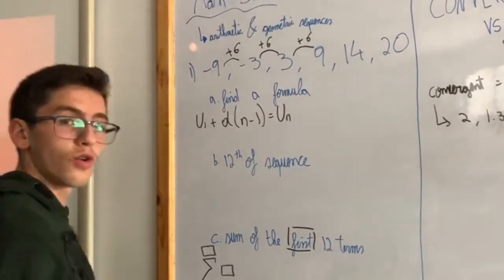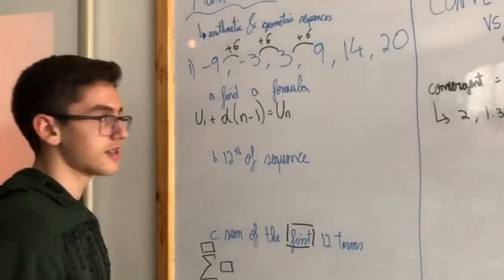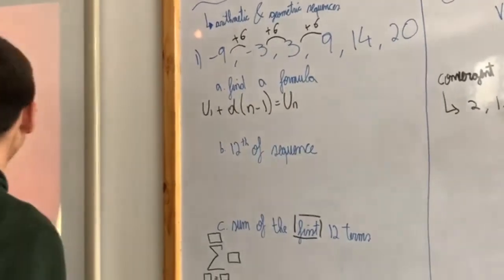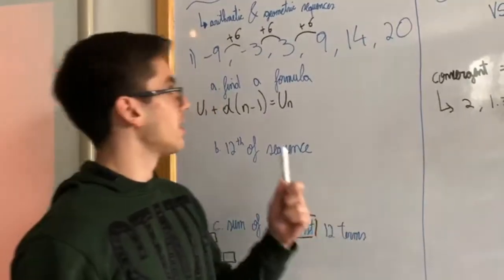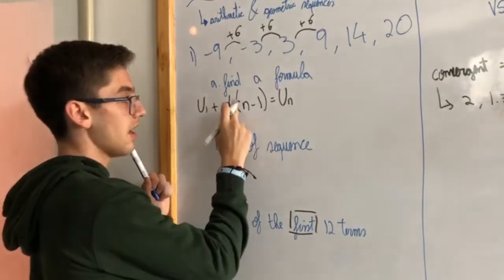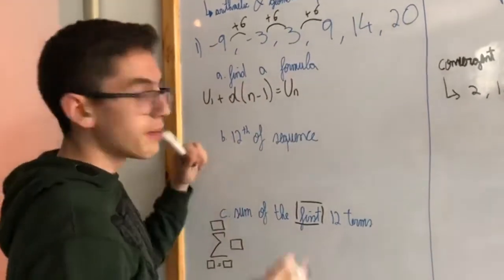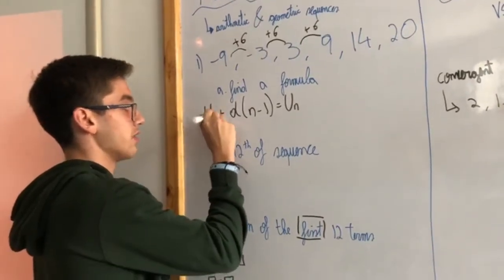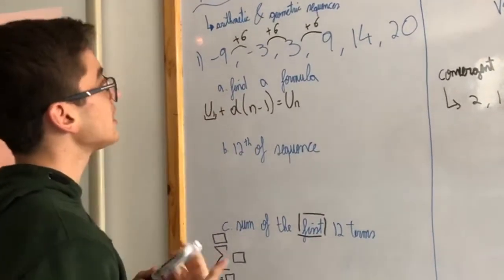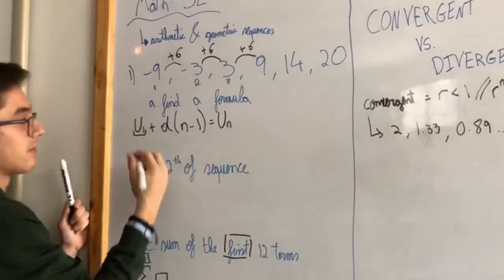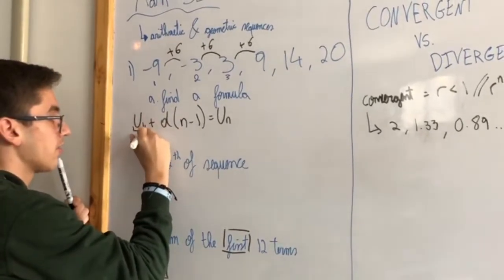So for this, a question that is very common in tests and exams is find the formula for this sequence. The basic common formula for the arithmetic sequences is u1 plus d(n minus 1) equals un. So I'm going to be breaking this down for you guys. u1 means the first term of the sequence, okay? If this is the first term, this is the second term, this is the third term, what would the first term be? As you guys can see, it's -9. So you can plug in a -9 for u1.